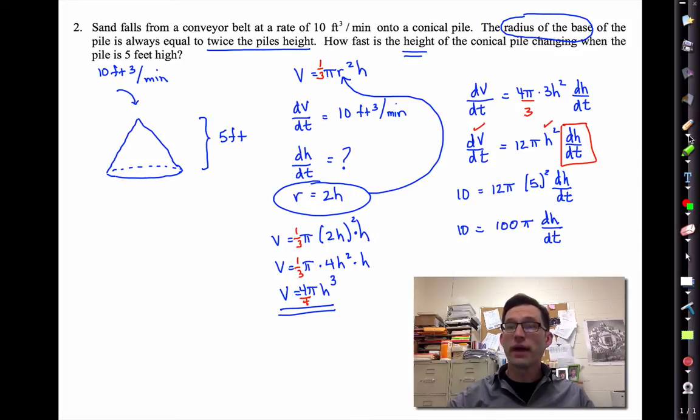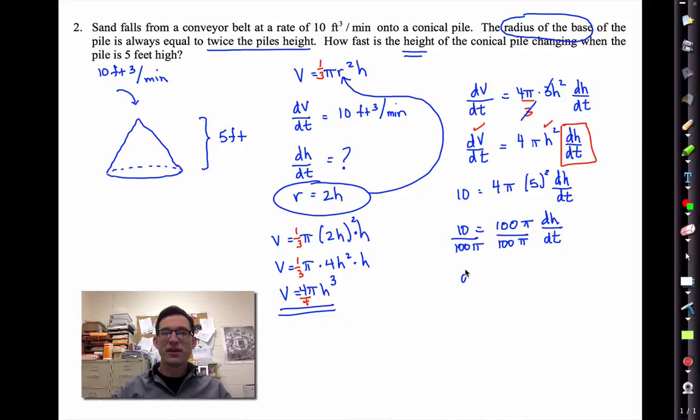And actually what happens then is this isn't a 12 anymore. This is a 4, right? Because these 3's cancel. My apologies. All right, so we have a 4 here, and now the 100 makes sense. If we divide by 100 pi on both sides, we get dh dt is 1 divided by 10 pi.